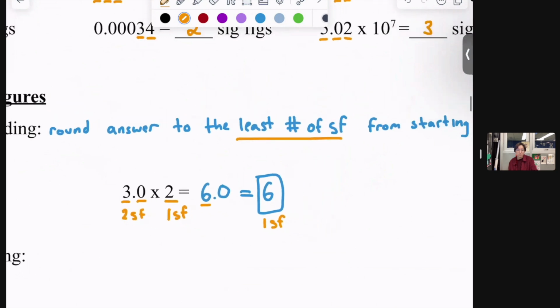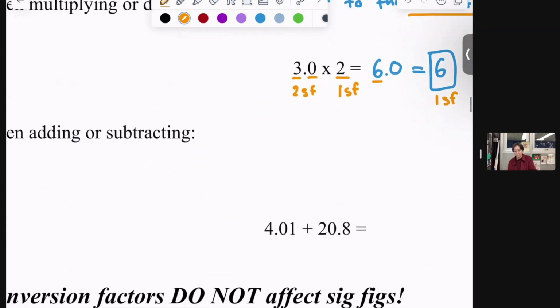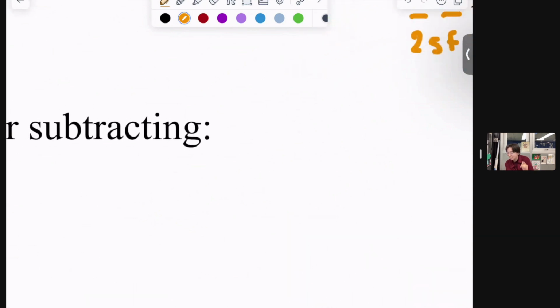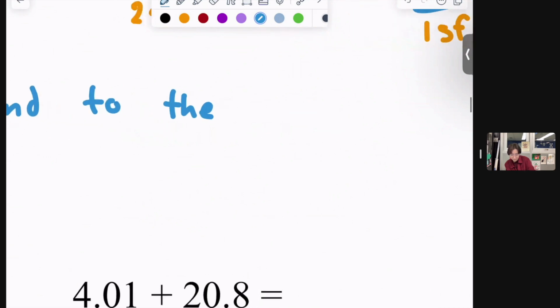Okay, so you've got to get good at counting sig figs, and then you round your answer to your least number of sig figs. And of course, it has to be different if you're adding and subtracting. If you're adding or subtracting, you round to the least precise.